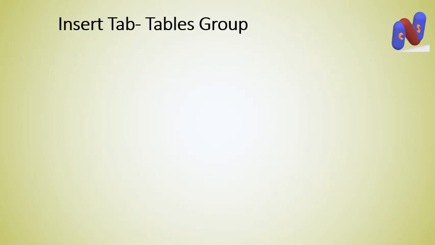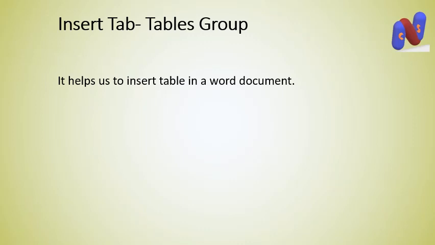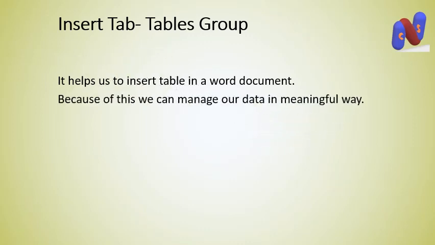Now insert tab tables group. It helps us to insert a table in a Word document. As you know, a table is a combination of rows and columns, and it is used to organize data in a summarized manner. So if you want to insert a table in a Word document, you can use this option. Because of this, we can manage our data in a meaningful way in our document.